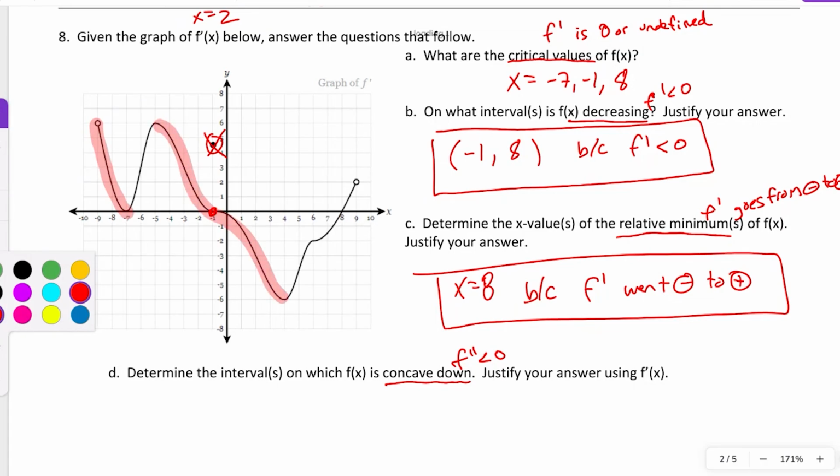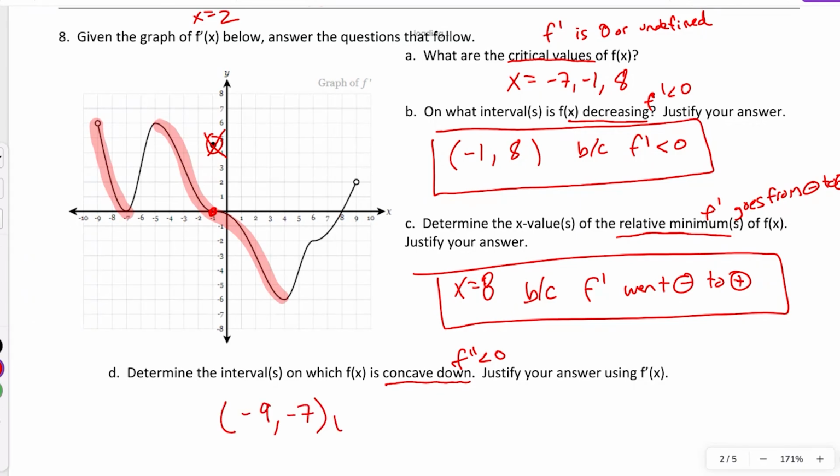We're going to have two intervals. So we've got one from -9 to -7, and also from -5 to 4. And that's because of f double prime. It says justify your answer using f prime. So, normally I would say it's fine to just say second derivative is negative, but if we're going to have to reference f prime, we want to say because the slope of f prime is negative.